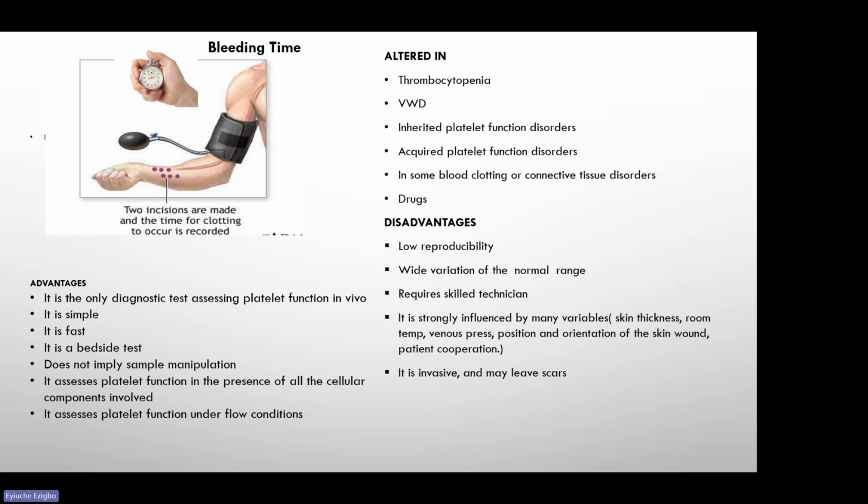Bleeding time is altered in thrombocytopenia. So if you get abnormal results, it can be as a result of thrombocytopenia, von Willebrand disease, inherited platelet function disorders, acquired platelet function disorders, and some blood clotting or connective tissue disorders, and drugs. So in these situations, the results of bleeding time may be altered.